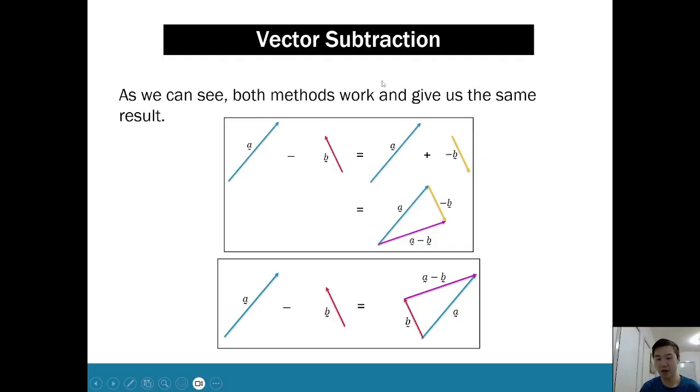And you can see both methods will work and give you the same result. So it doesn't matter which one you do. The second one's a bit faster, but if you're struggling with it, you can always use this first method as well.